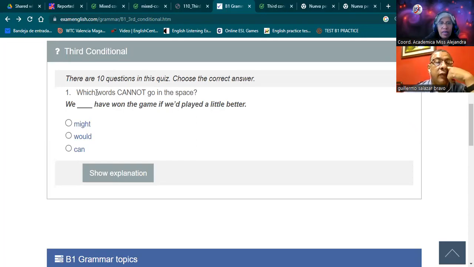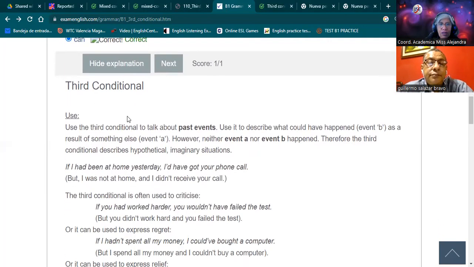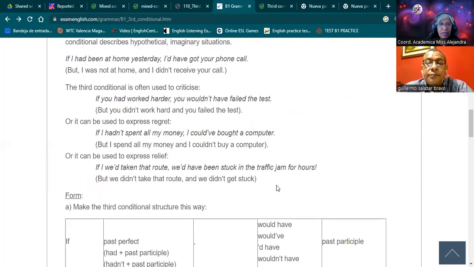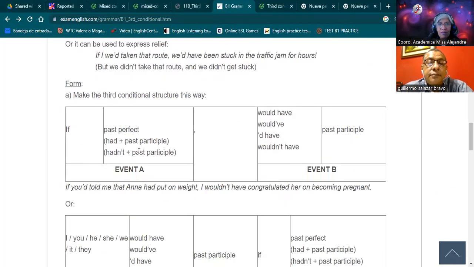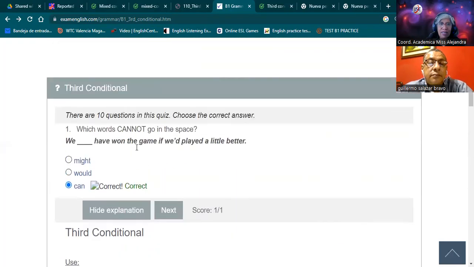We would have won the game if we had played a little better. Which one cannot be there? Might, would, or can? Can. Correct. We use it to talk about conditions about past events. Besides, we cannot use can in past tense.